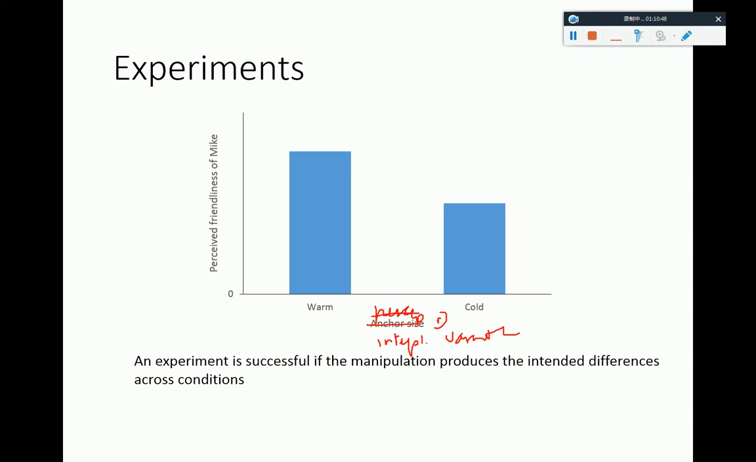So in other words, the essence of analyzing an experiment is to compare averages, or means, across different conditions. And that's especially true for between-subjects experiments.